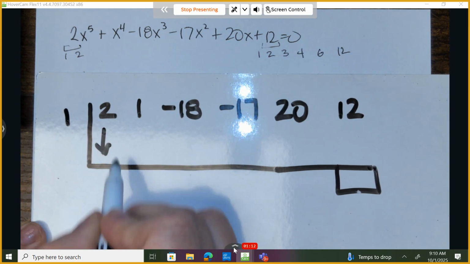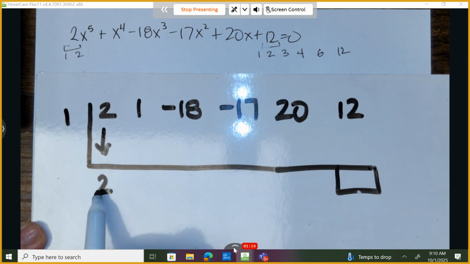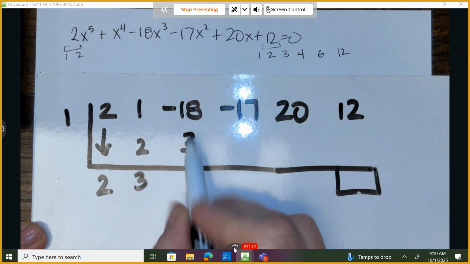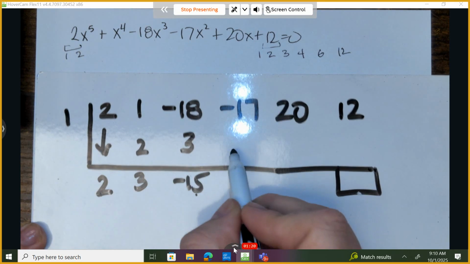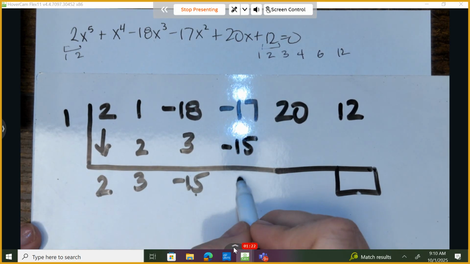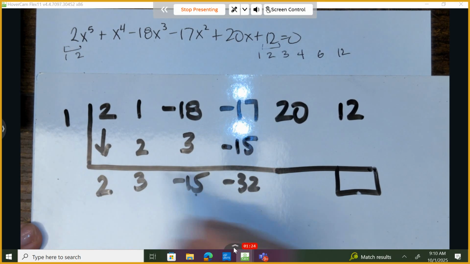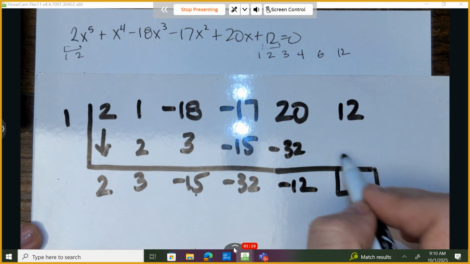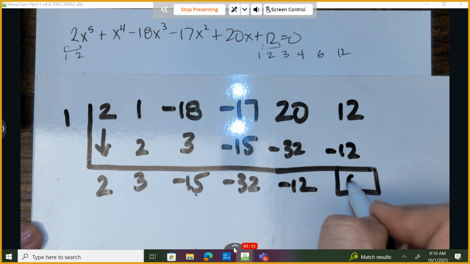With me, let's test positive 1. 1 times 2 is 2. Add down. 1 times 3 is 3. Add down. 1 times negative 15 is negative 15. Add down. 1 times negative 32 is negative 32. Add down. 1 times negative 12 is negative 12, and this is what I have.